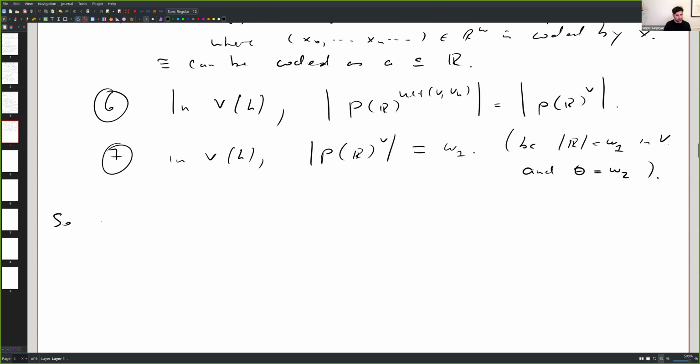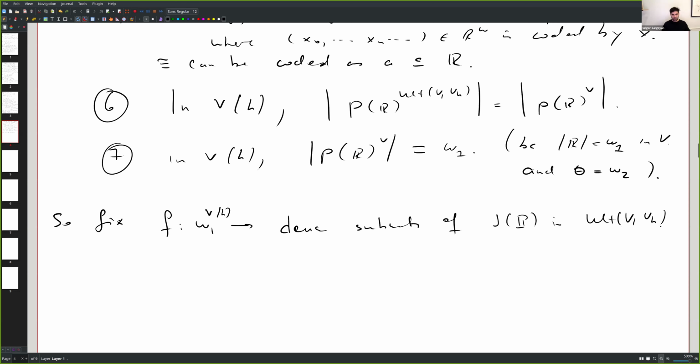So fix f from omega 1 into dense subsets of omega 1 of VH, which is omega 2 of V, sorry, it's omega 2 of VH and it's theta of V. So dense subsets of JP in the ultra power of V by UH. So we fix the bijection F, a bijection.